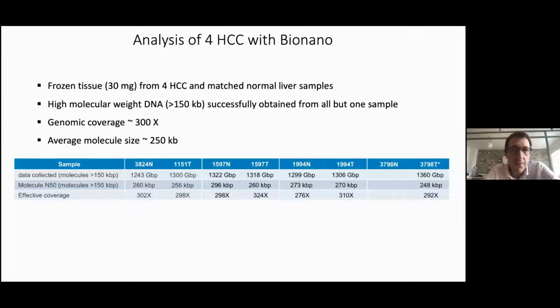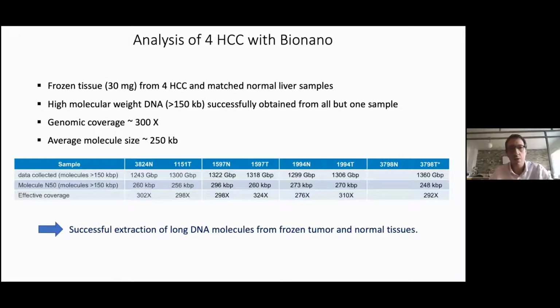So we analyzed 4 HCC samples and matched normal liver with Bionano optical mapping technology, starting from 30 milligrams of frozen tissue. We successfully obtained high molecular weight DNA, more than 150 kb long, for all but one sample for which we did not provide enough starting material. We obtained a genomic coverage around 300x with an average molecule size of 250 kb. So this was a very important step, and we were happy to be able to extract really long DNA molecules, because with our classical DNA extraction kits, we usually get DNA fragments of 10 kilobases.